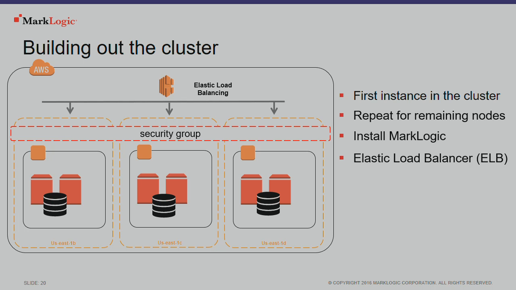Oh, and the last thing is the Elastic Load Balancer. You can add a load balancer so that you distribute your requests across all the different instances. So you're not just pointing to one; you come into the Elastic Load Balancer, and then it distributes the requests across all of them.